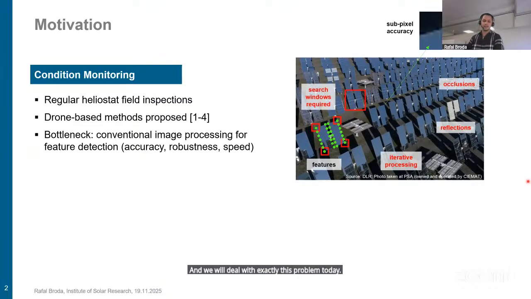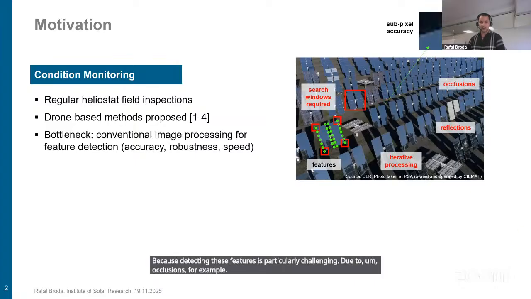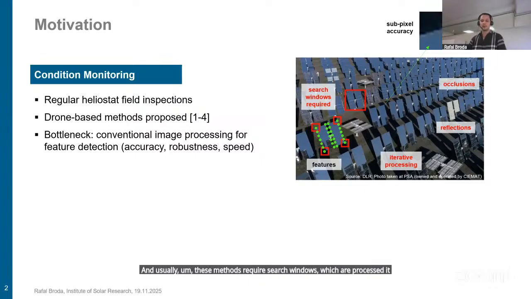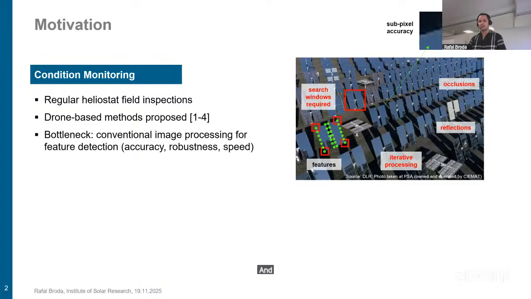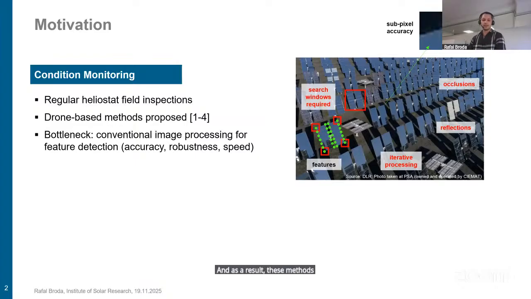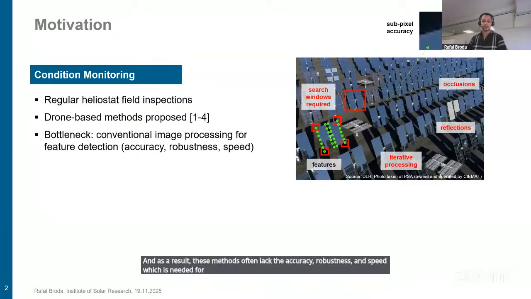Detecting these features is particularly challenging due to occlusions, for example reflections, and usually these methods require search windows which are processed iteratively, making it slow. These search windows also depend on prior knowledge of the field and camera pose. As a result, these methods often lack the accuracy, robustness, and speed which is needed for practical application.